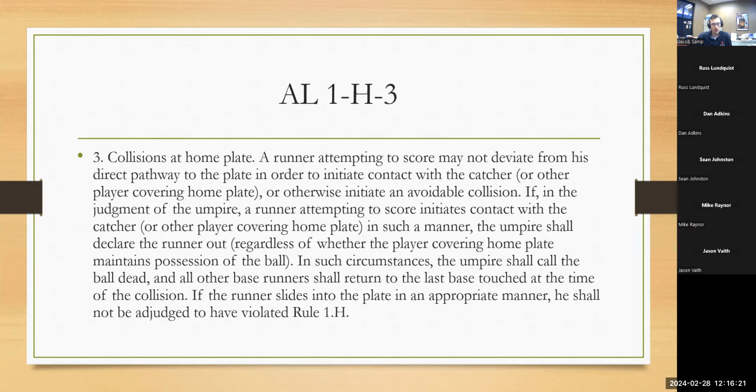So this occasionally gets confused with what the path is. The path is the path or course that the runner chooses to take to the plate. It is not the baseline per se. It cannot initiate an avoidable collision. If, in our judgment, the runner attempting to score initiates contact in such manner, we can call the runner out, regardless of whether the player covering the plate retains possession of the ball.